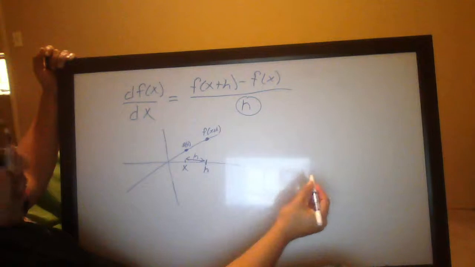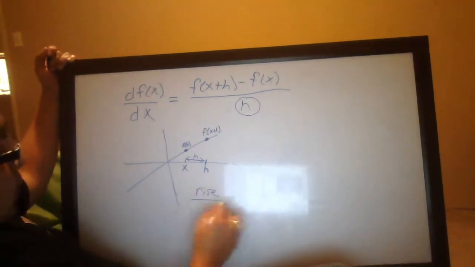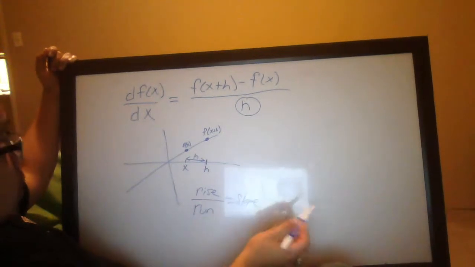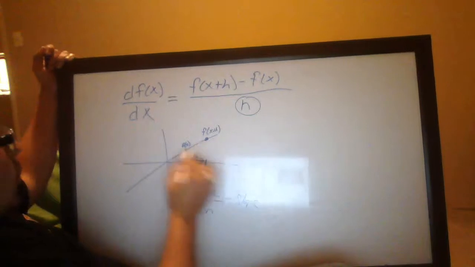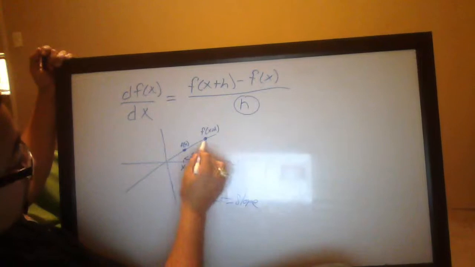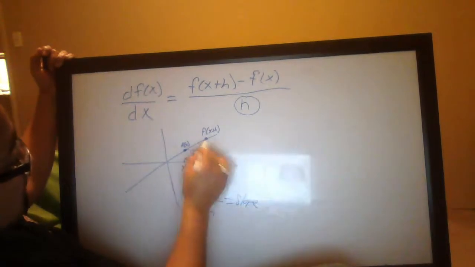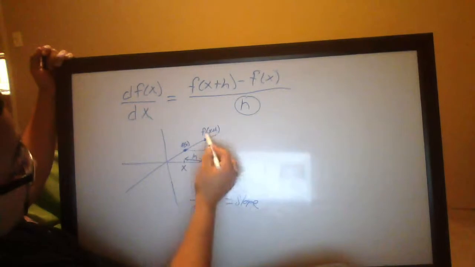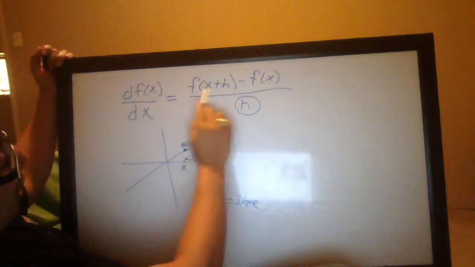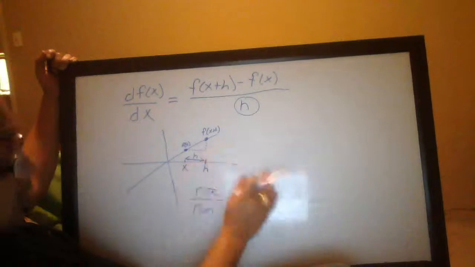So basically you're just taking the slope of this line. So the slope is rise over run. So here we run some distance h, and you rise some distance of f of x plus h minus f of x, which is exactly what you have here. You have this rise over the run. That's all a derivative is: the slope of a line.